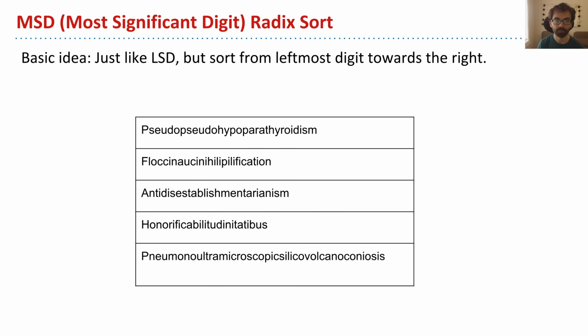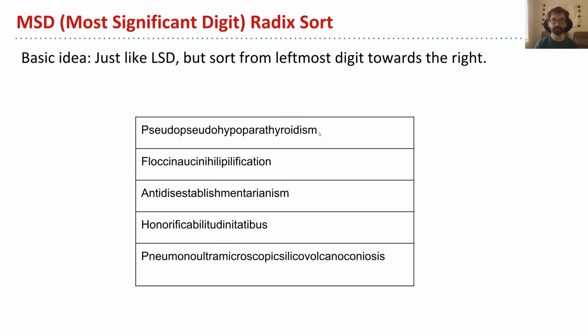Let's now see an alternate version of radix sort known as most significant digit radix sort. So here's a bunch of words that you may have possibly learned. They're particularly famous long English words. I think anti-disestablishmentarianism is probably the most famous among them. And I'm using this as an example to show why LSD sort is not so good. So think about LSD sort trying to sort these words.